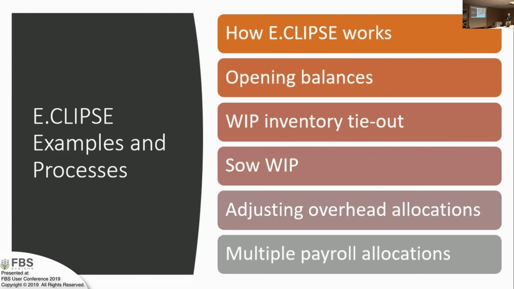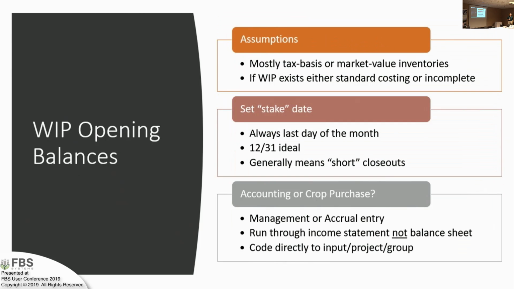What we're going to do here is a little primer on how E.CLIPSE works, and then some situations: opening balances, WIP inventory tie-out, how we prove what's going on, how SAL WIP goes, and a fairly detailed look at adjusting allocations of overhead, and what you have to do to do that correctly. And then a fairly detailed case study on multiple payroll allocations, to get a sense of how to solve a problem.